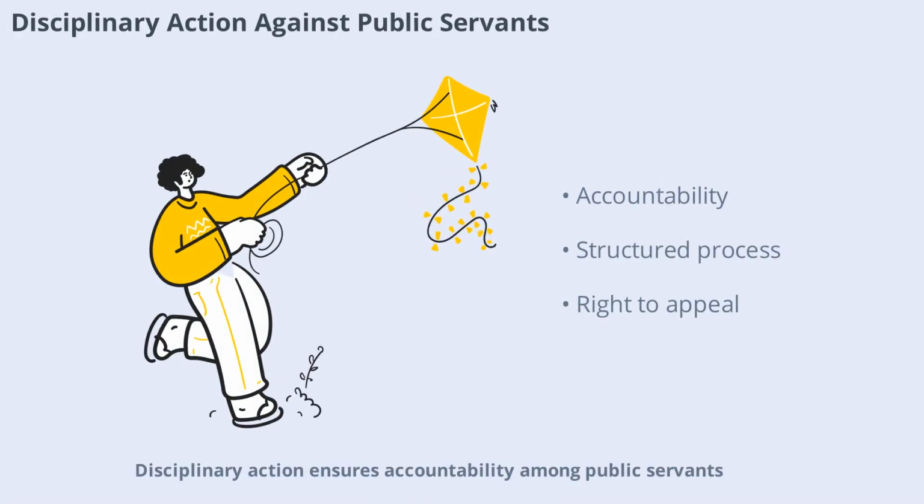Disciplinary action ensures accountability among public servants. It covers acts amounting to crimes such as embezzlement or corruption, as well as misconduct like insubordination or misbehavior. Disciplinary proceedings follow a structured process including investigation, hearing, and the opportunity to appeal.